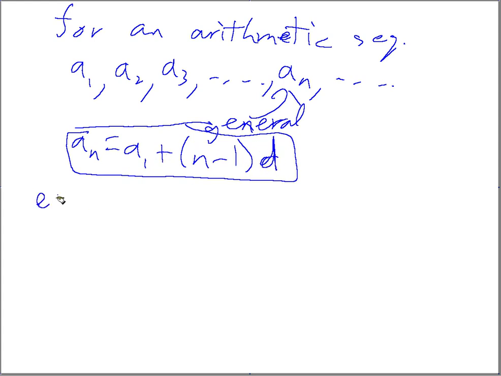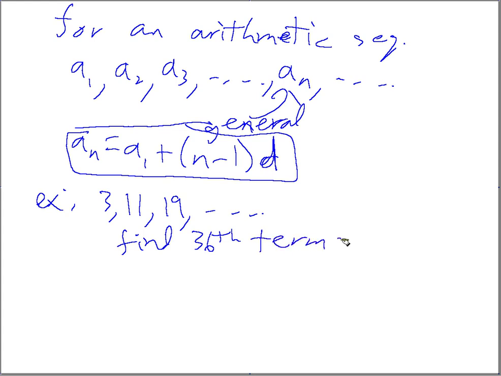So for example, if we go back to our previous arithmetic sequence, let's say 3, 11, 19, 27, and so on, let's find, I want you to find the 36th term, or a36 in this case. What is the 36th term of this sequence here?